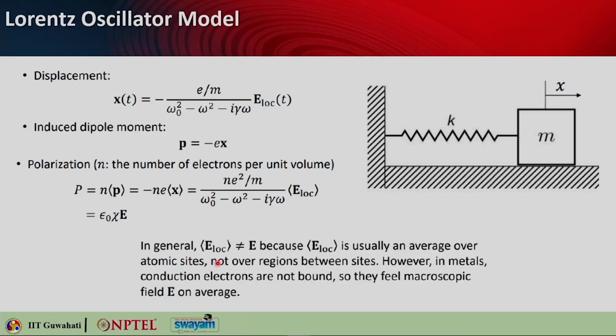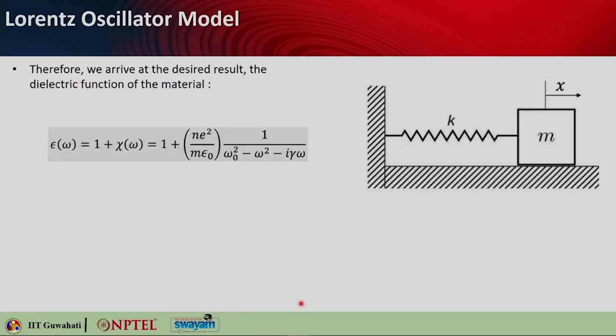Now, remember that in general this local electric field is not the same as the applied electric field, because the local electric field usually is an average over the different atomic sites, not over the region between the sites. So, there may be a slight difference, but in metals the conduction electrons are not bound. They are allowed to move around freely, so you can feel a macroscopic field of E on average. So, in metal you can safely take that these two things are equal. Now, from that we arrive at a desired result.